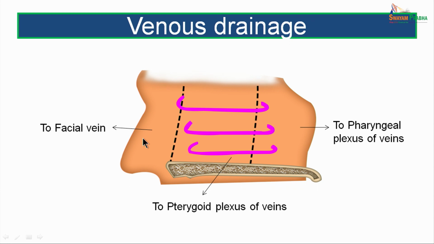The anterior part draining into the facial vein, the intermediate area draining into the pterygoid plexus of veins. This pterygoid plexus of veins is seen in the infratemporal fossa related to the lateral pterygoid muscle, while the posterior part of the lateral wall of the nose is drained into the pharyngeal plexus of veins.